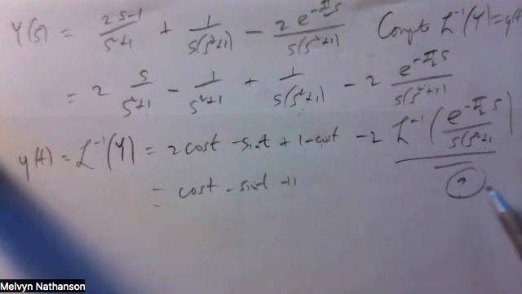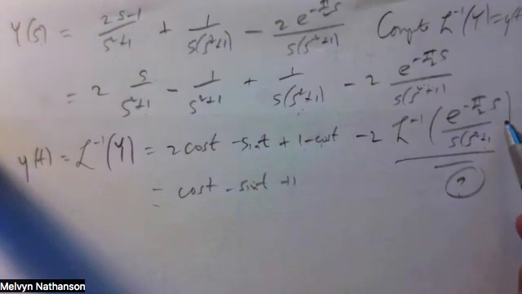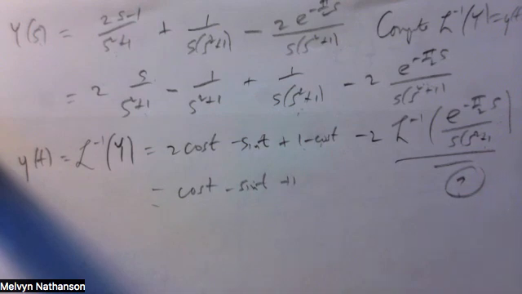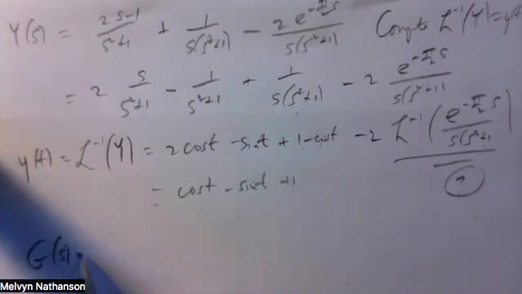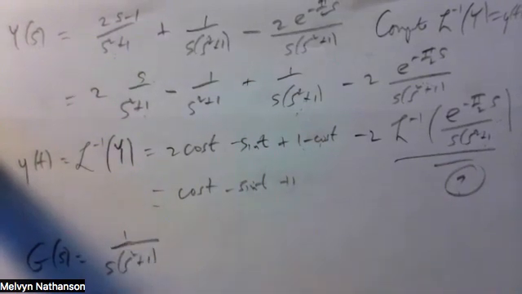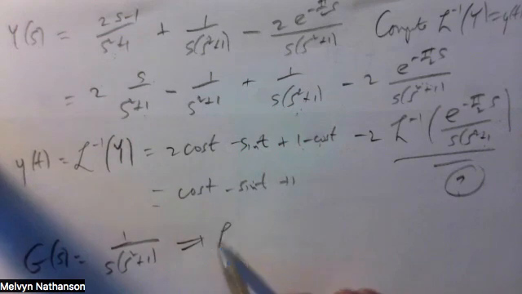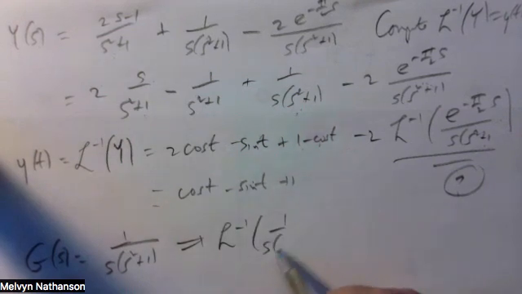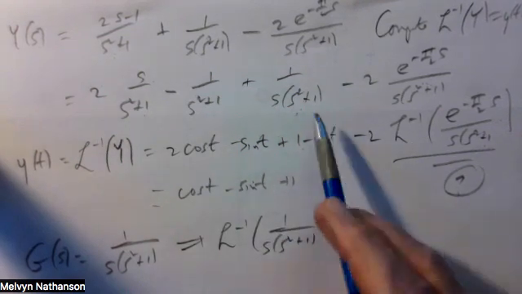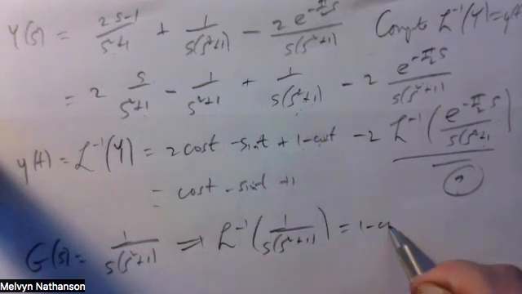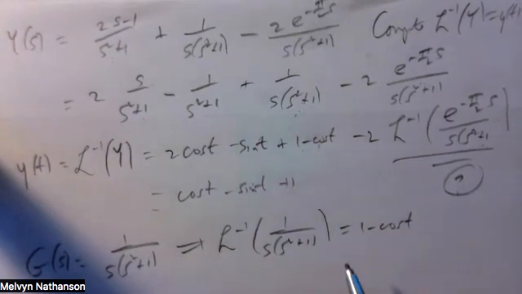Section 8.5. I want to compute the inverse Laplace transform of e to the minus pi over 2s over s times s squared plus 1. Suppose I let capital G of s be equal to 1 over s times s squared plus 1. I just calculated what its inverse Laplace transform is: when I wrote it as partial fractions, that's 1 minus cosine t.